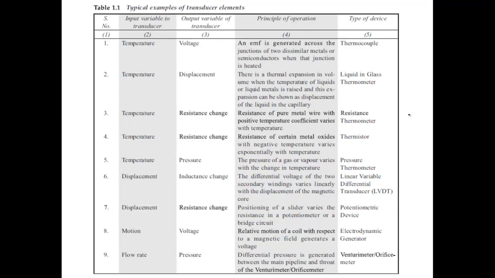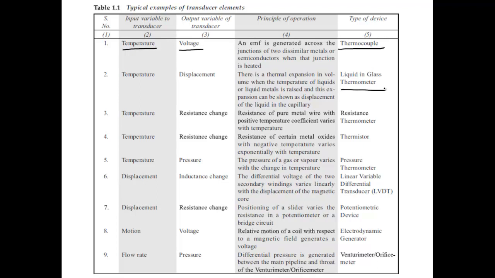Now let's look at some typical examples of transducers, or you can say sensors, here. We have seen this table already in our earlier lecture. I have just reproduced it here from the book. So, for example, you have a thermocouple. The input variable is the temperature, which is the measurand. We want to measure the temperature. The output value of the transducer is the voltage. So this tells you what basically a sensor does. A thermocouple measures temperature, but it gives it to us in the form of a voltage.